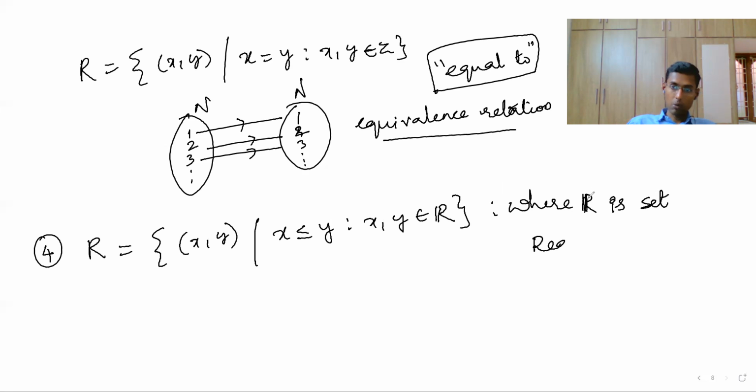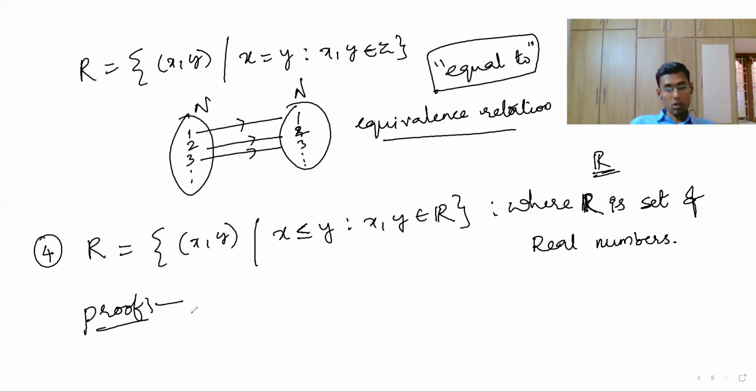Whenever I write double-struck R like this, you should understand it as the set of real numbers. Okay, this is the relation x less than or equal to y. Is it reflexive? I think it is reflexive. You know why? Write like this: reflexive.